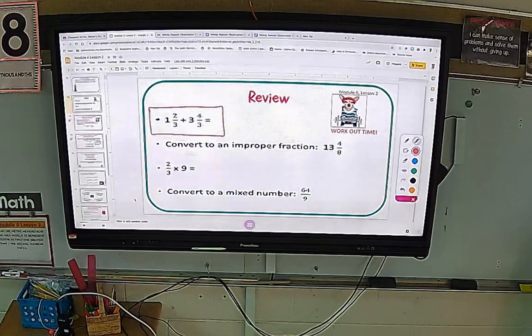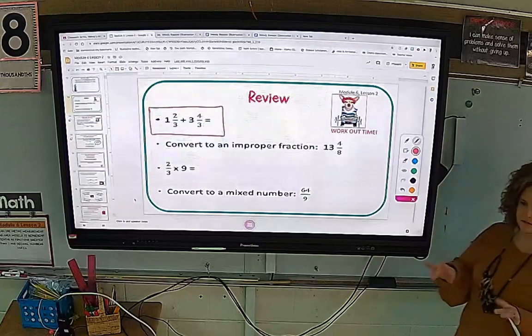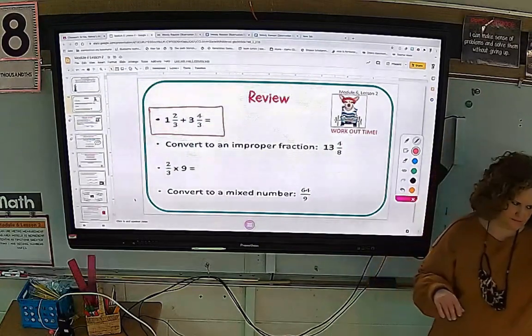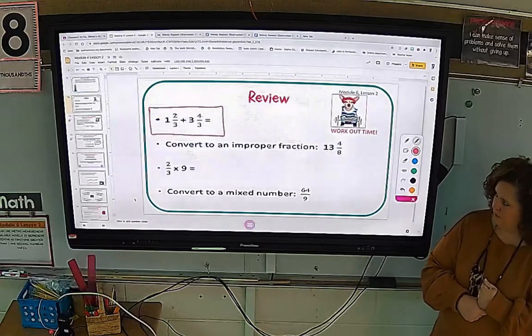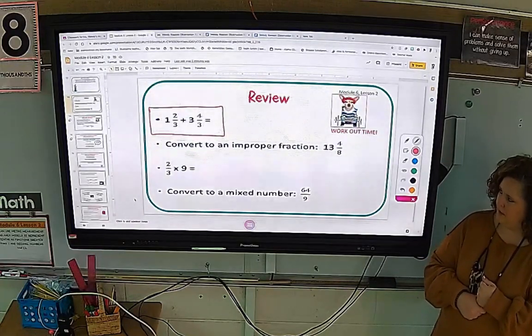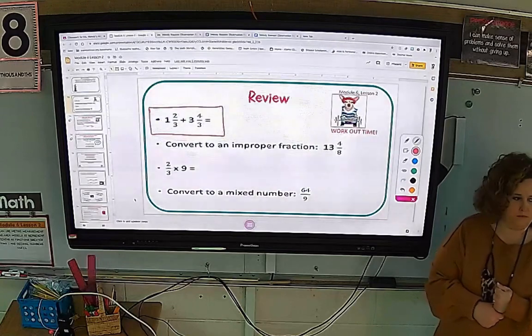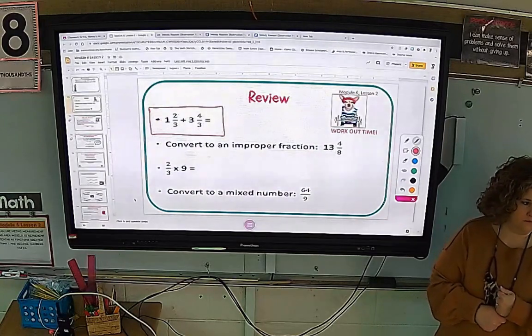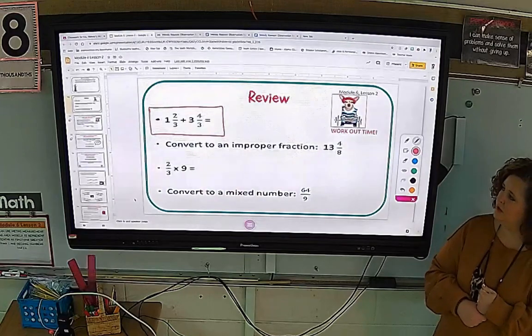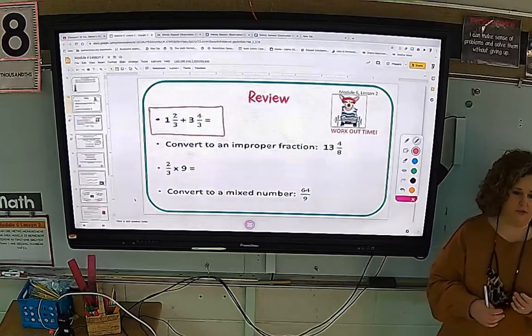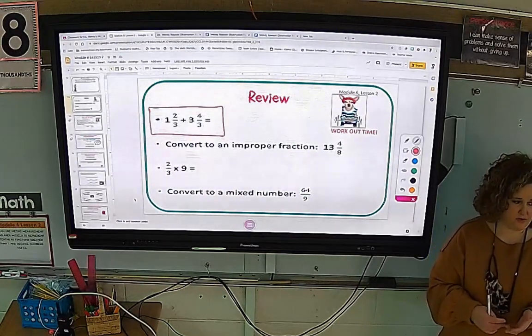Some of you went right to work. Some of you, there's a long pause, and that's okay. You're thinking. What do you think? What I did first is I added the fraction pieces, and I got 6 thirds. Okay. And then I got 2 more wholes out of that, and then I added it to the wholes, and then I got 6 in all. Okay, so you kind of did your fractions first.